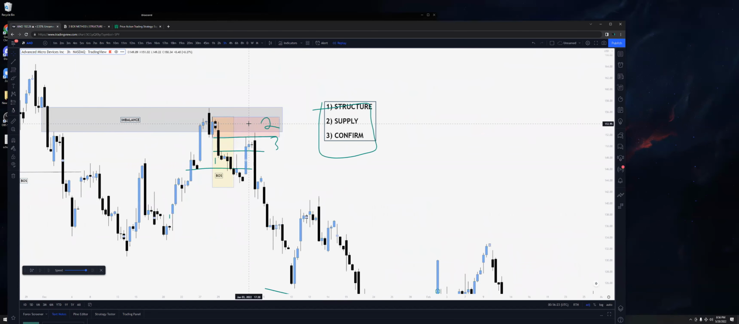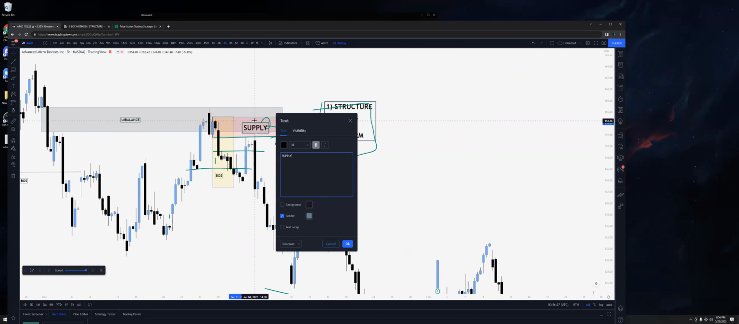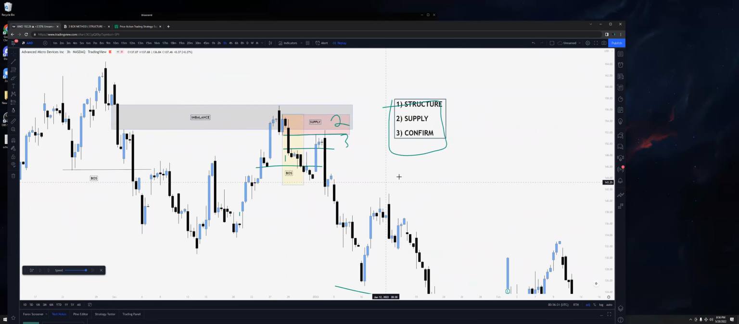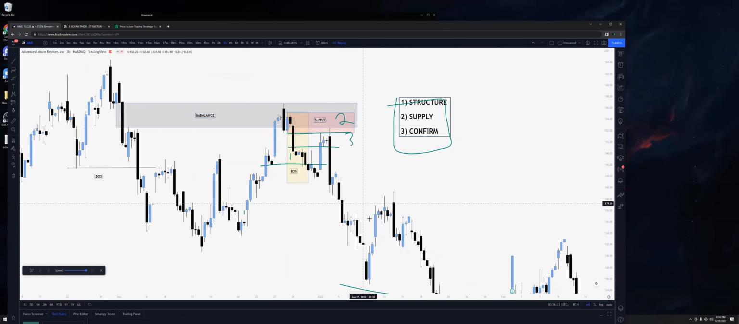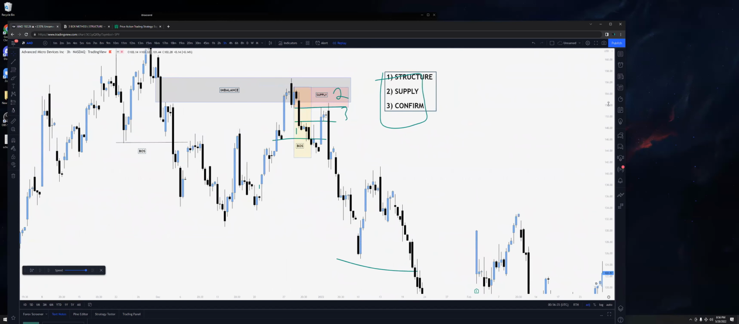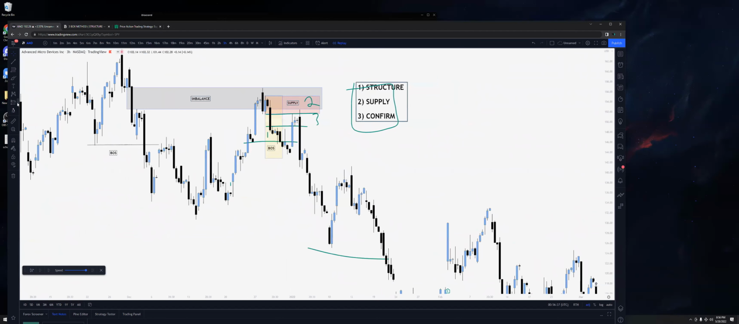So now that price comes up into that imbalance, that supply zone, you see that rejection right in that supply zone, taps in, reject. And all we got to do is just insert. Bingo. There you go. That's it. We're using our 3 steps.